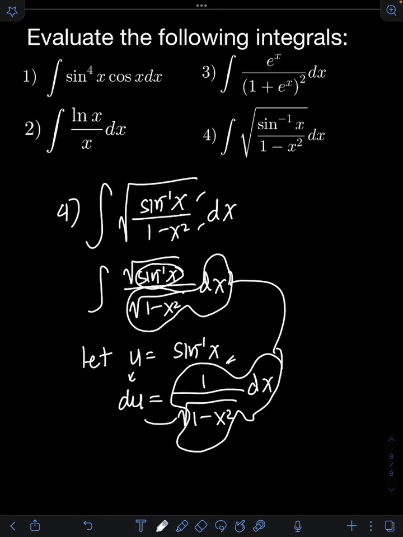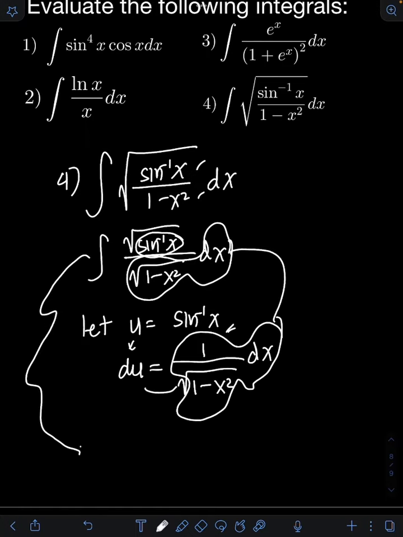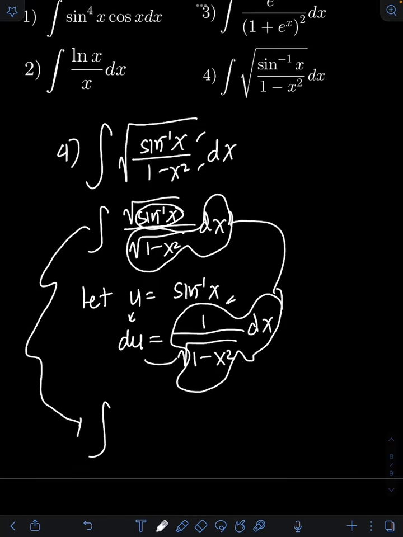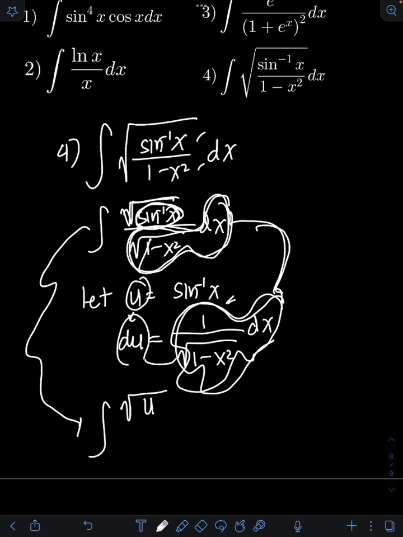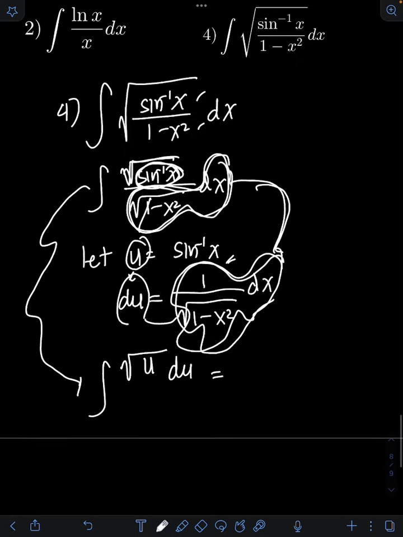So therefore, we have created this term, 1 over the square root of 1 minus x squared dx, equal now to du. Then if we substitute, we will have the integral of the square root of arc sine of x, which is u, and then this dx over the square root of 1 minus x squared is now equal to du. So we will have the square root of u du. We can evaluate this using power rule, but let's transform first this square root of u as a fractional exponent. So we have the integral of square root of u, which is the same as u to the 1/2 du.